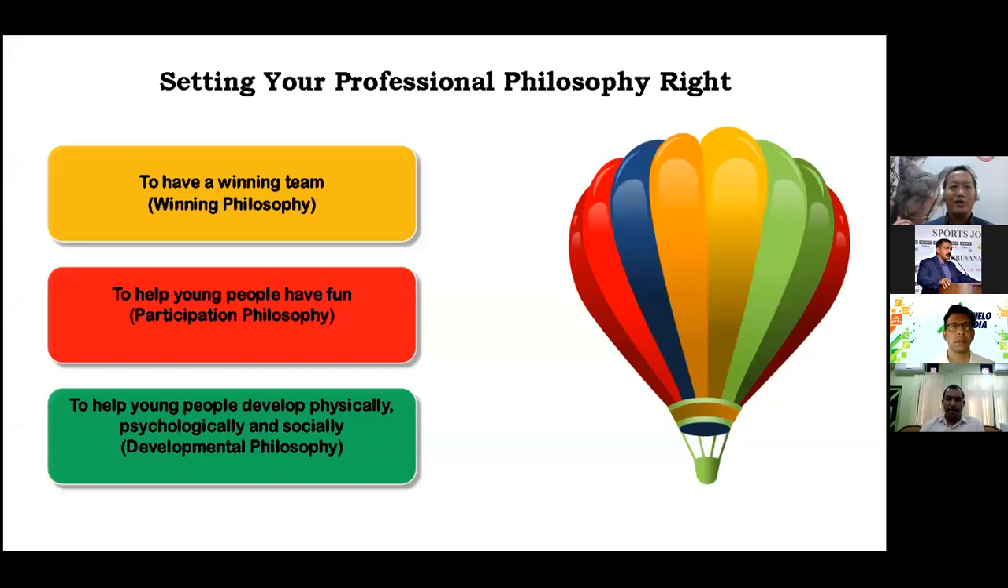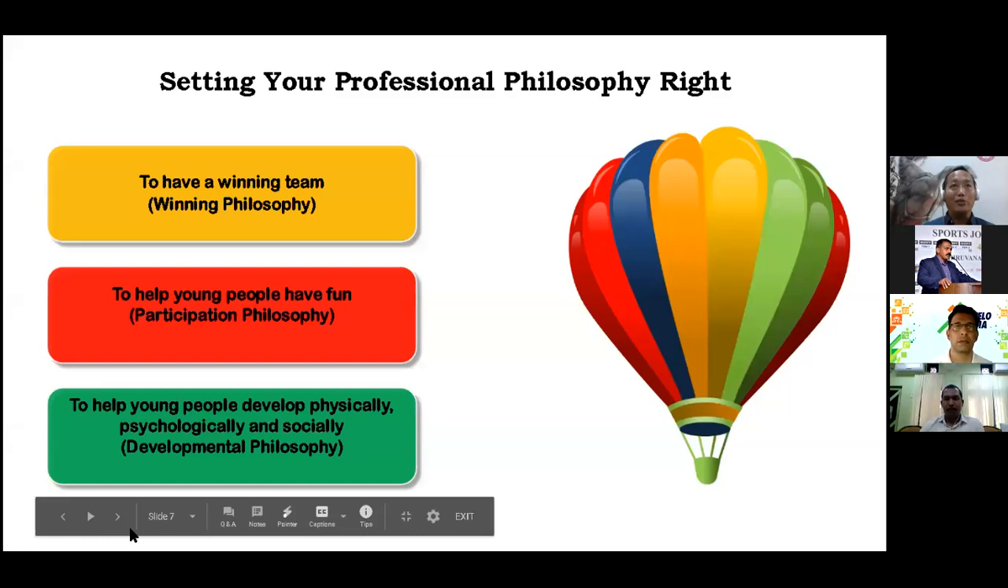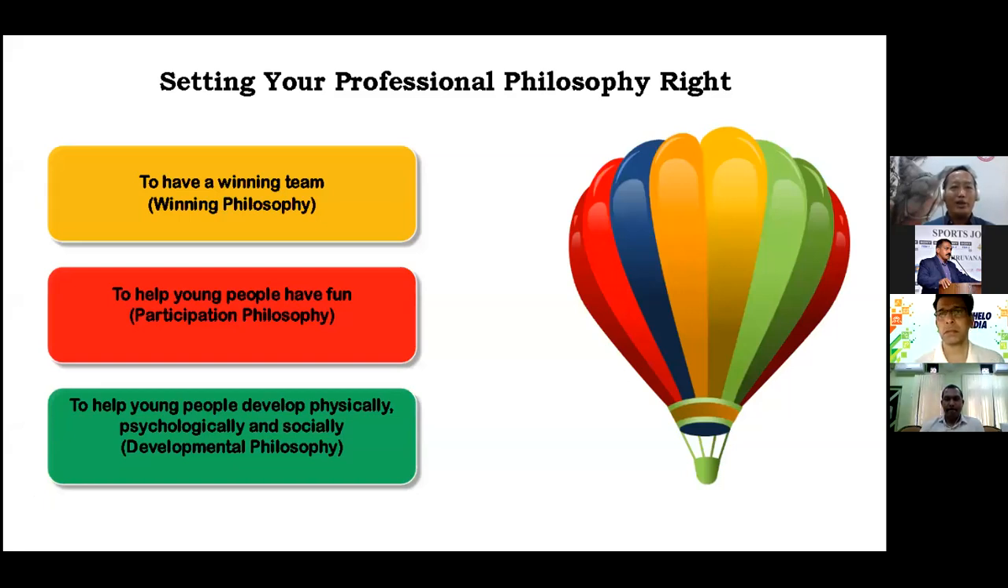The first one is, we call it the winning philosophy, right? The first time you join as a physical education teacher in school, you said, oh, my aim is to produce a winning team. I'm going to make the school team. It is all about winning, winning, winning. That is what we call the winning philosophy.